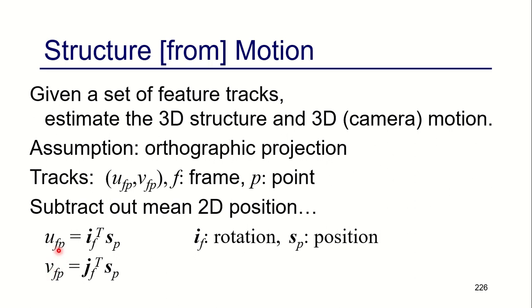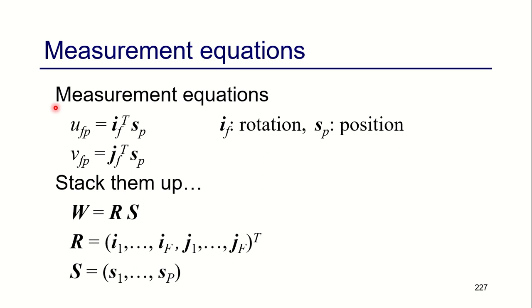The (u, v) will be u_fp, v_fp, which is equal to i_f transpose into s_p, where p is the point and s is the position for that point. i_f gives the rotation. So this denotes the rotation and the position. So (u, v) will give you the tracks for the camera position. The measurement equations are u_fp = i_f transpose s_p and v_fp = j_f transpose s_p, where i_f, j_f and s_p are the rotation and position respectively.